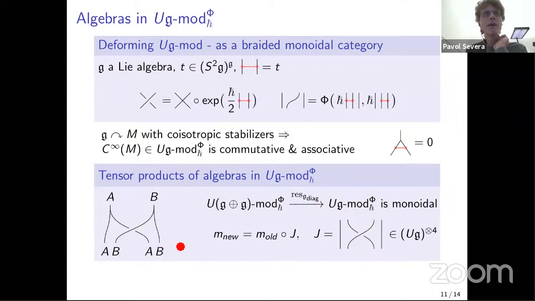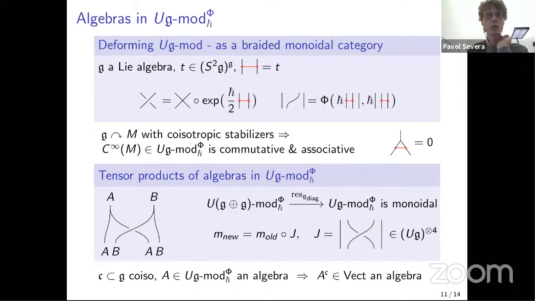Okay, and only to recall, after all this stuff, if you end up with some nice algebra in this strange category, and if you take a coisotropic Lie subalgebra of G, then when we take the invariants inside, that's going to be a subalgebra. It's closed with respect to the product, but it is also a nice ordinary associative algebra.